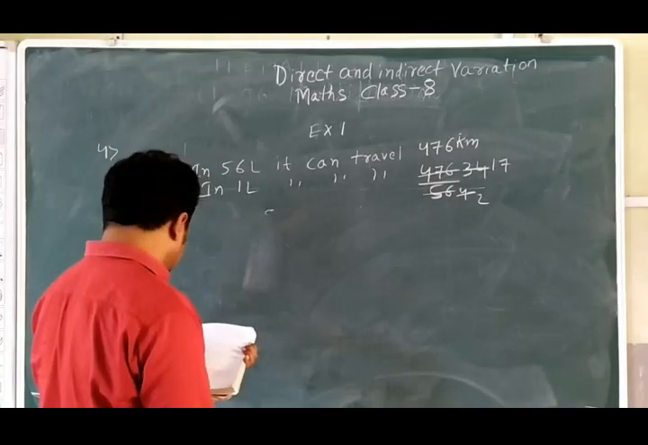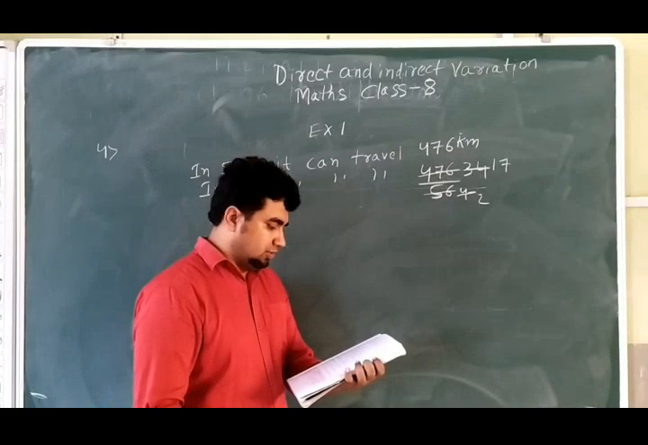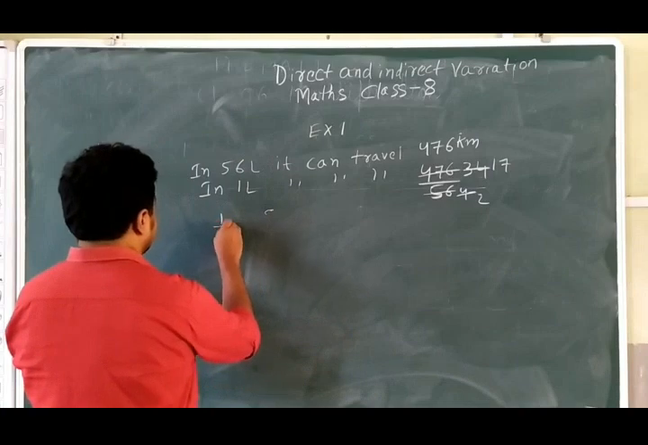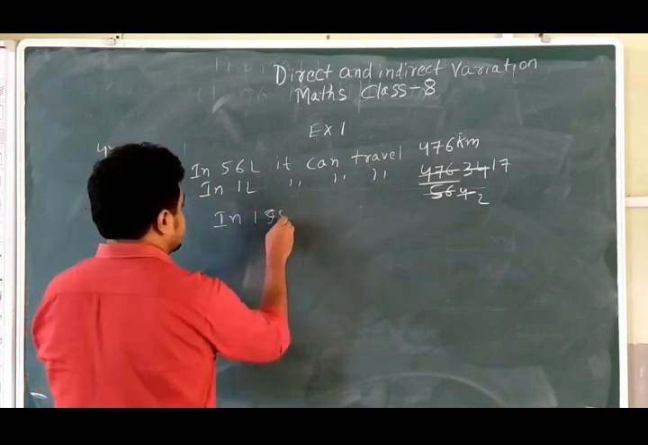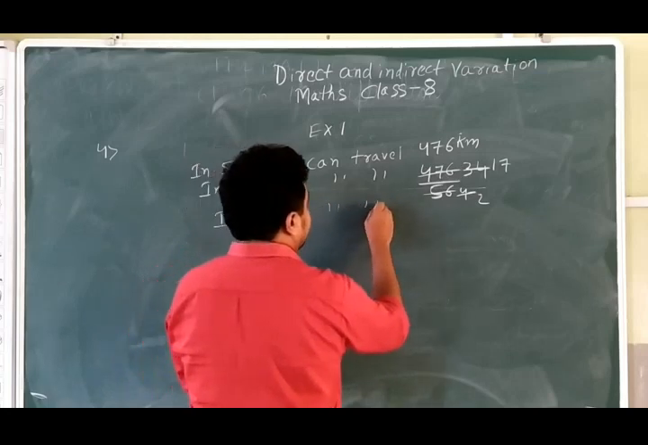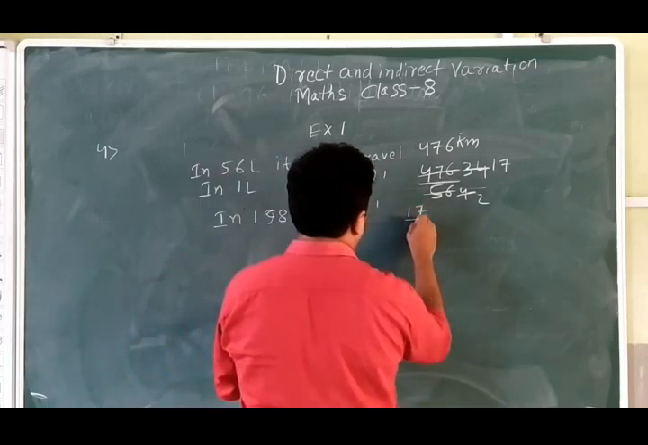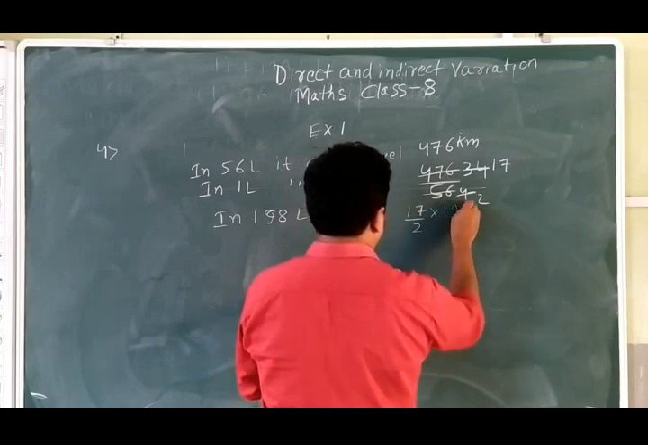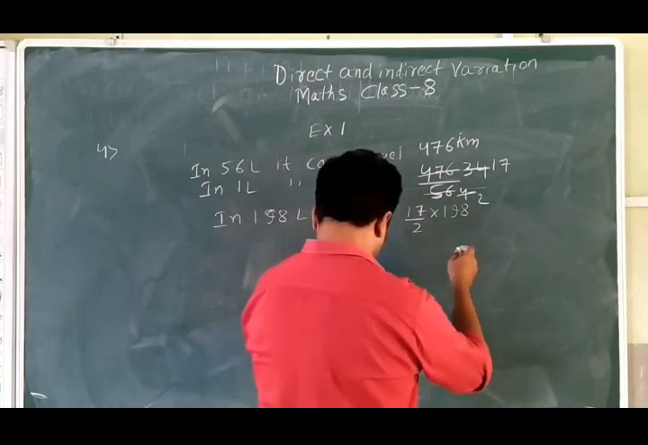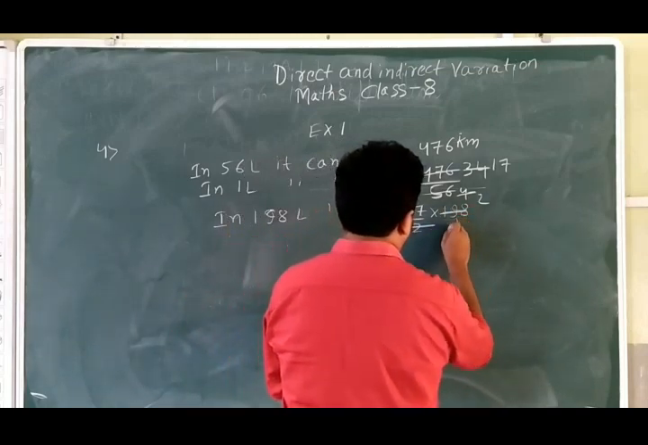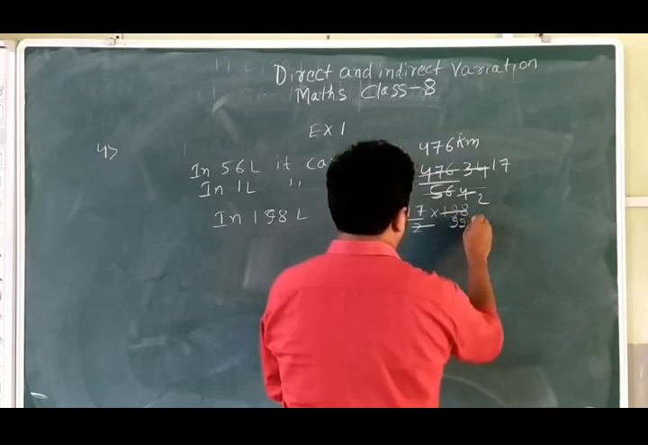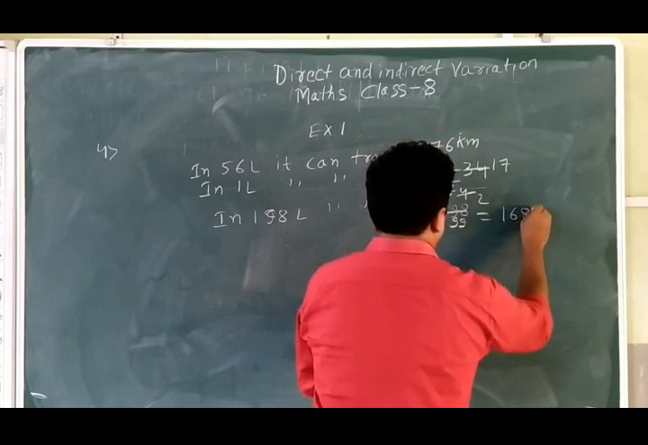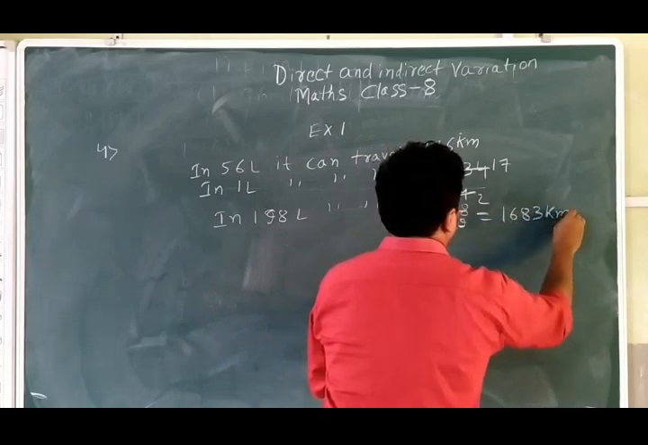So what is asked to us? We have to find it for 198 liters. So in 198 liters, it can travel 17 by 2 into 198. When you solve this, this is 9 and this is 9, so you will be getting about 1683 kilometers. So this is one kind of direct variation.